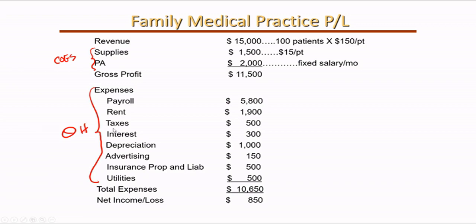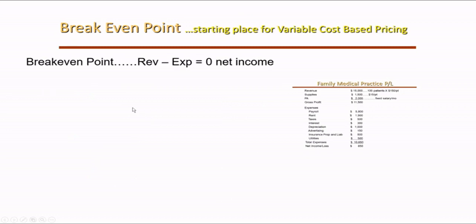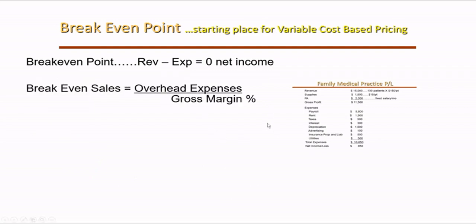Now, one way to approach an incremental pricing opportunity is to first of all consider the break-even point of the business, and we'll show you why. The break-even point for any business is that point where revenues minus expenses equals $0 in net income. And it turns out that we can calculate the break-even sales point for a business by dividing the overhead expenses of the business by the gross margin of the business.